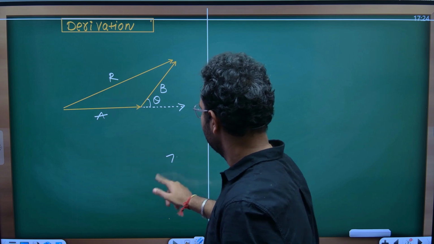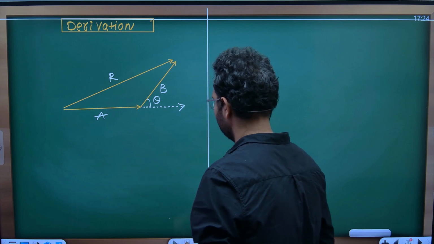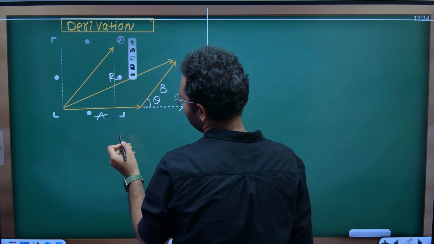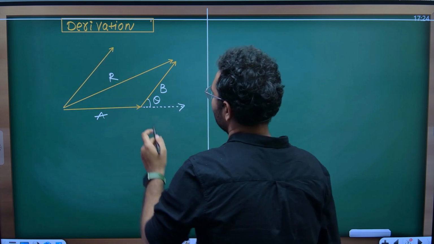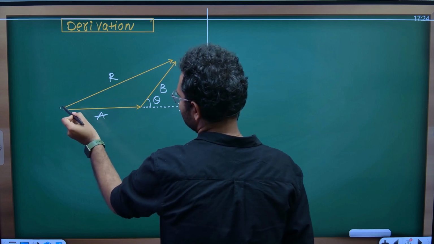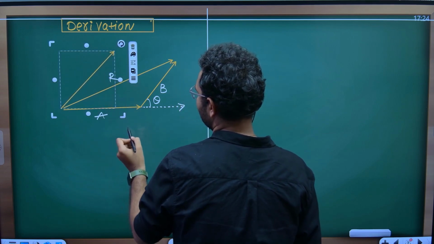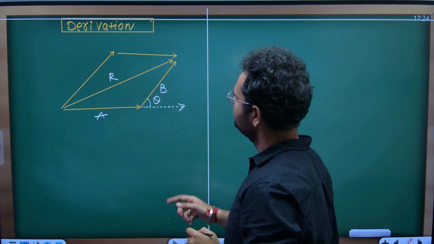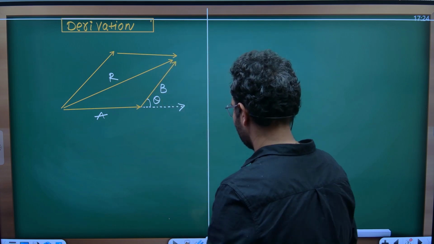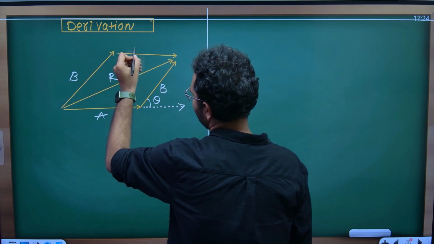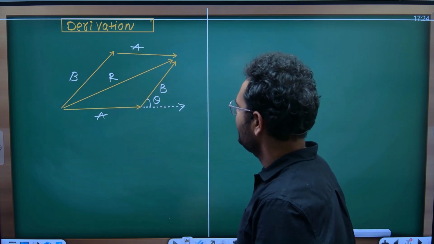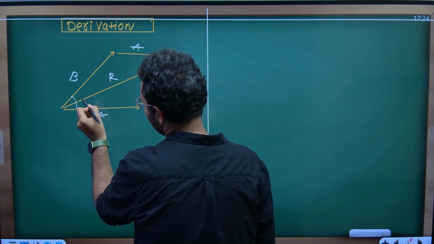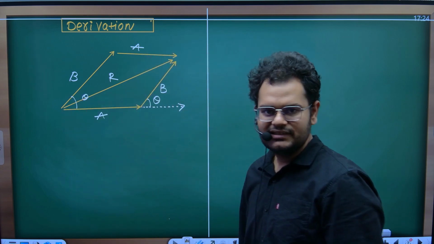Now let us extend and complete the parallelogram. You must know that if we extend the vectors, it will have no impact at all because parallel extension is allowed, right? So if I extend this, I will get a figure like this. This is the completion of our parallelogram. Fine. Now I will name it as B vector, here again A vector. Now this is theta, then this angle is also theta.